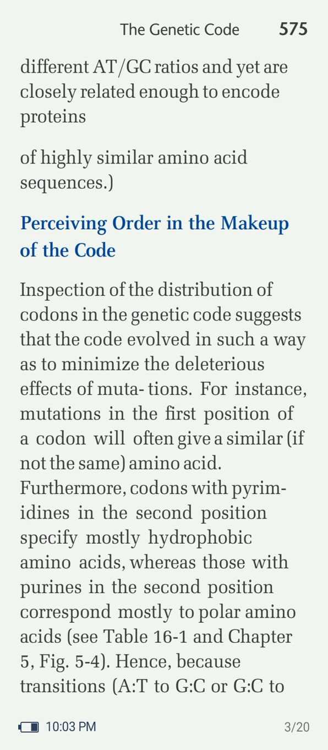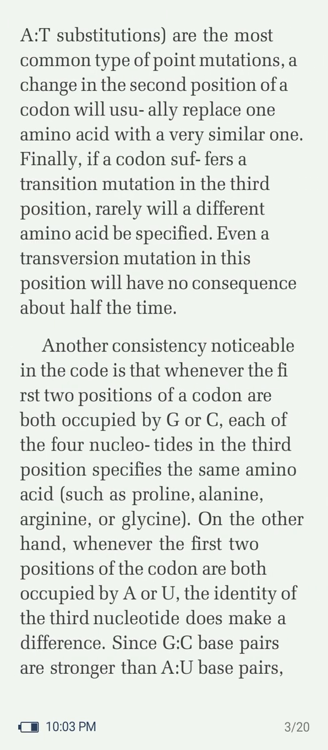Next, perceiving order in the makeup of the code. Inspection of the distribution of codons in the genetic code suggests that the code evolved in such a way as to minimize the deleterious effects of mutations. For instance, mutations in the first position of a codon will often give a similar, if not the same, amino acid. Furthermore, codons with pyrimidines in the second position specify mostly hydrophobic amino acids, whereas those with purines in the second position correspond mostly to polar amino acids. Hence, because transitions, AT to GC or GC to AT substitutions, are the most common type of point mutations, a change in the second position of a codon will usually replace one amino acid with a very similar one.